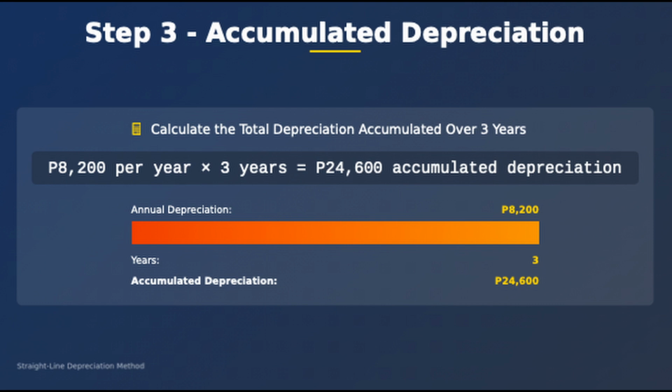For the next step, we need to find the total depreciation so far, since we need the value after 3 years. Let's see how much value has been lost in total. The formula is the annual depreciation times the number of years. For the calculation, we have 8,200 pesos times 3 equals 24,600 pesos.